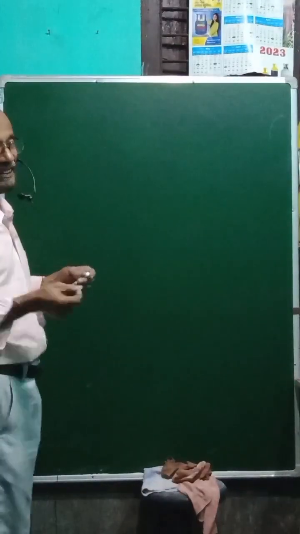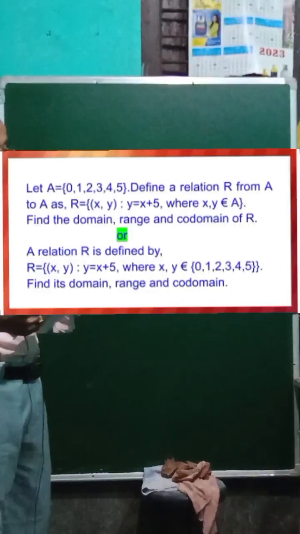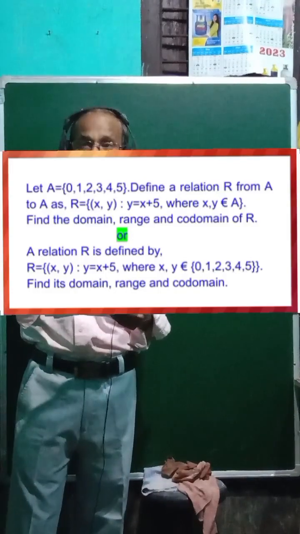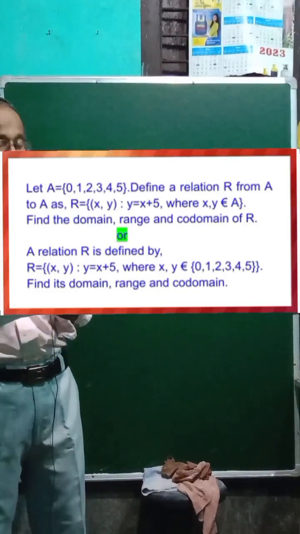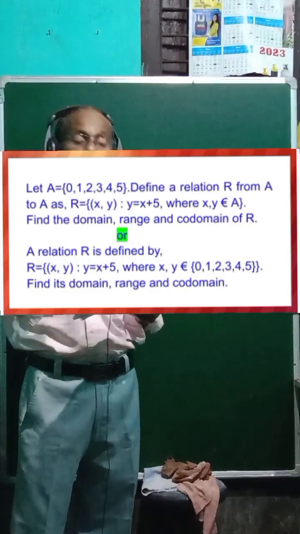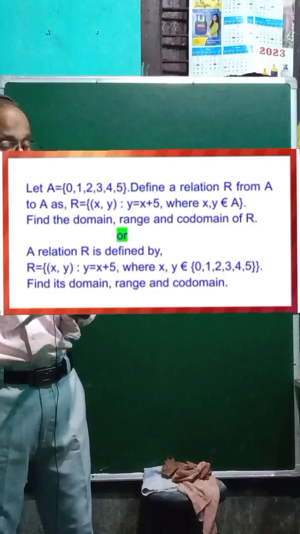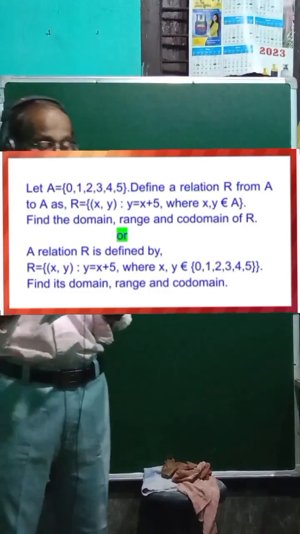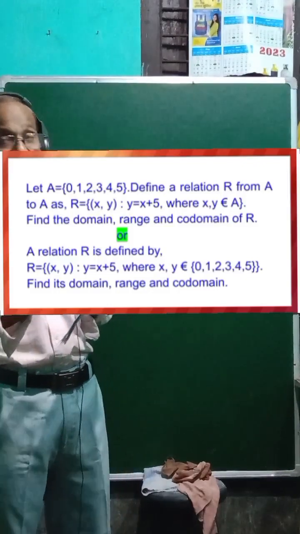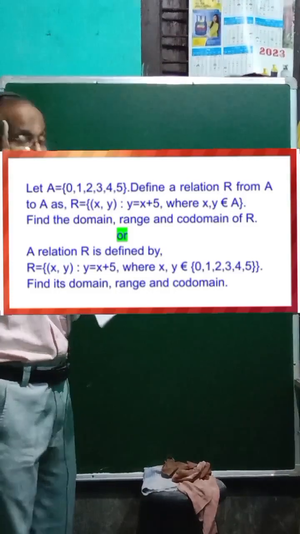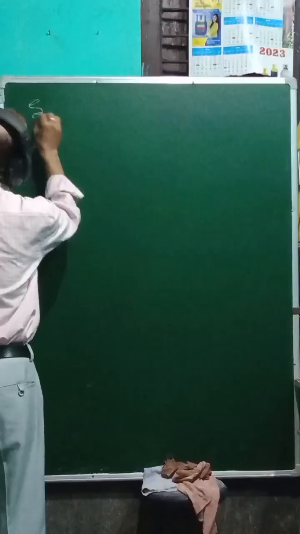Very important, very interesting. Read the question, which can be in two formats. That A is equal to {0, 1, 2, 3, 4, 5}. Define a relation R from A to A as R is equal to {(x, y) such that y is equal to x plus 5, where x, y belong to A}. Find the domain, range, and codomain of R. Or a relation R is defined by R is equal to {(x, y) such that y is equal to x plus 5, where x, y belong to the set {0, 1, 2, 3, 4, 5}}.